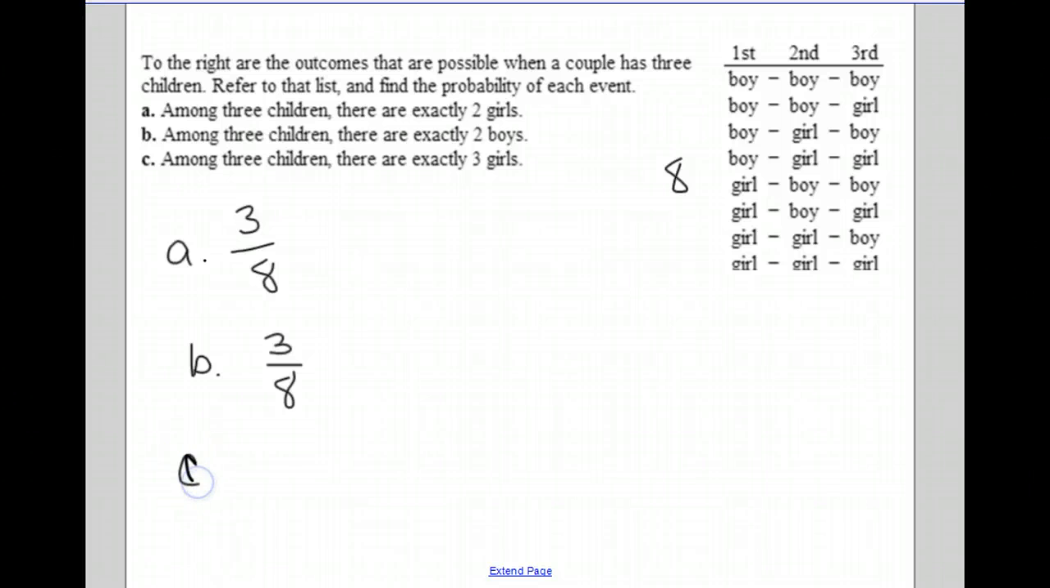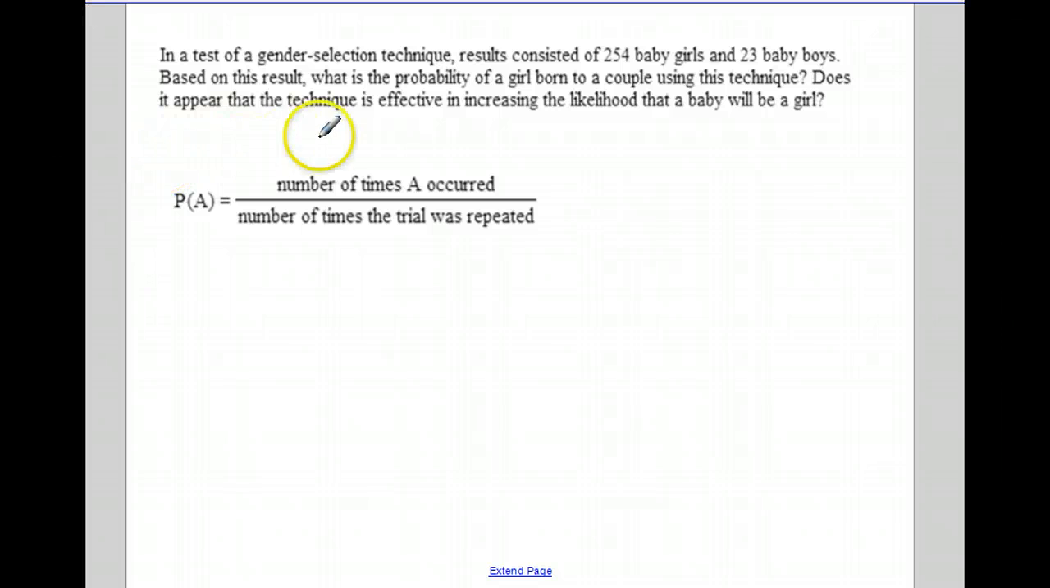And then part C says among 3 children, exactly 3 are girls. Well, there's only one way, the very bottom down there, that all 3 are girls, so that's 1 out of 8. Alright, that was an example of the classical approach to probability. Now we have the empirical approach.